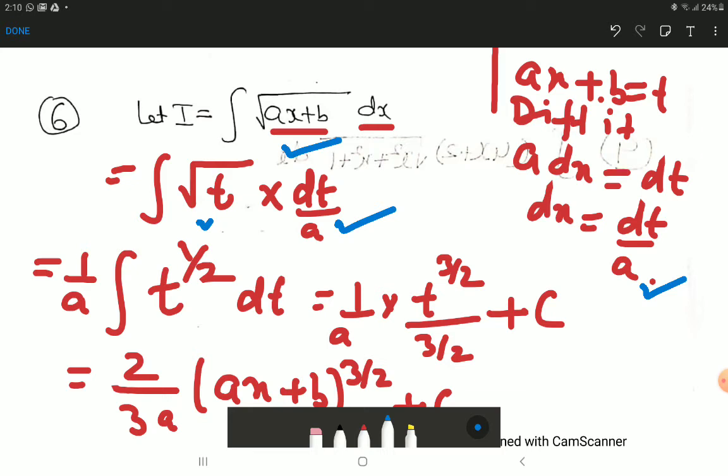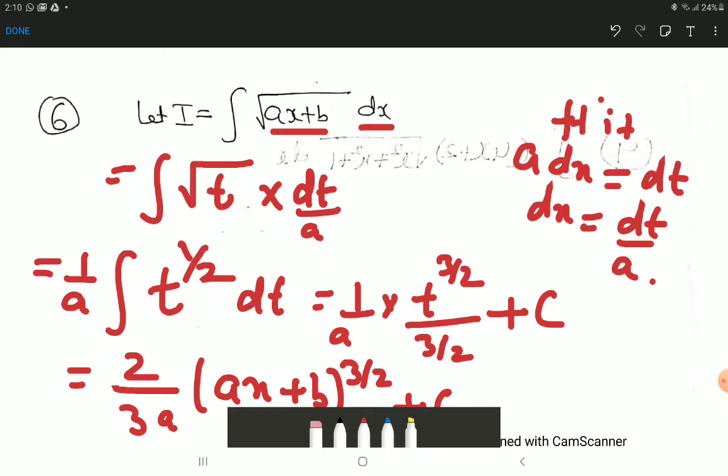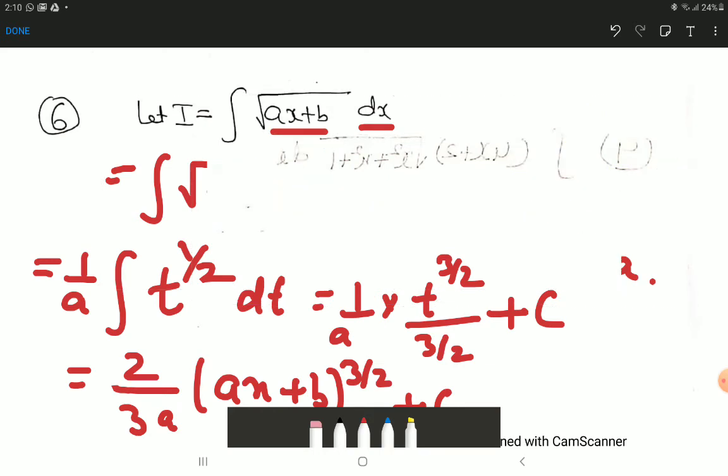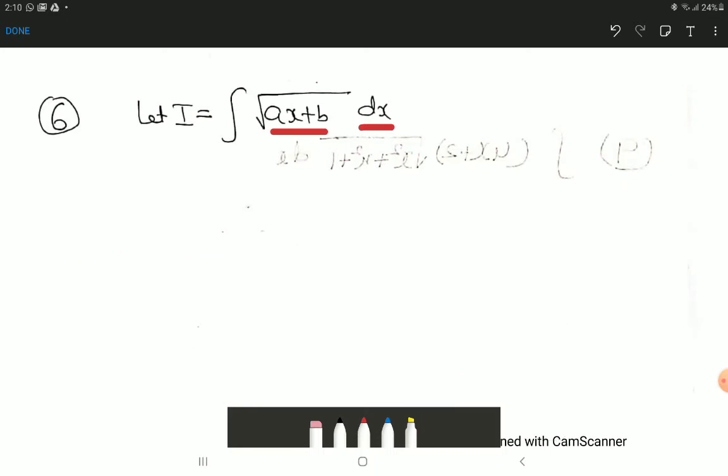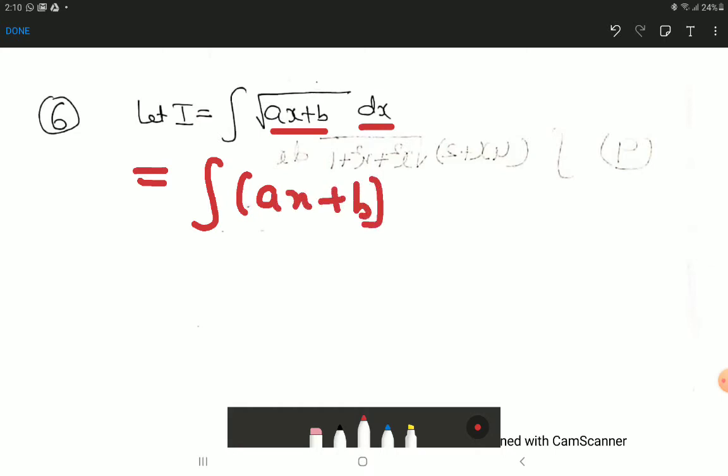There is one more way, that is using a theorem. How to use the theorem here? Look at that method also. Look here. We can write it as square root means ax plus b whole power half. Square root is equivalent to half power.